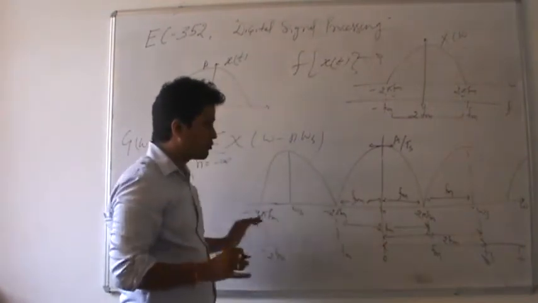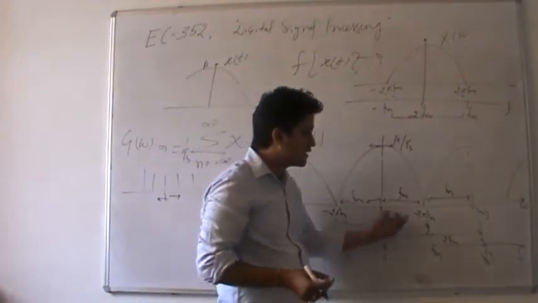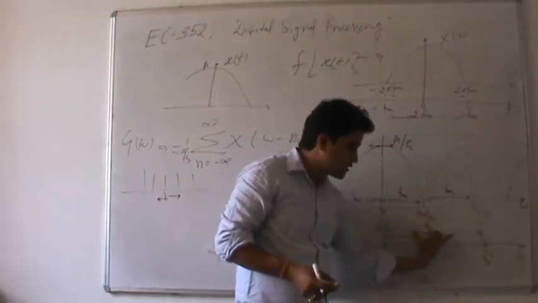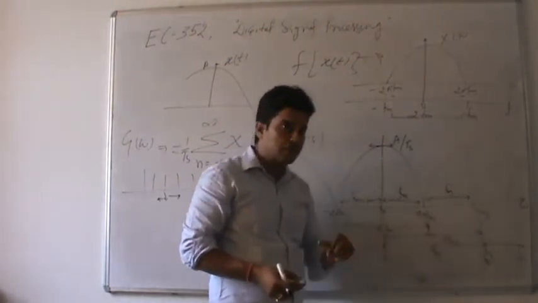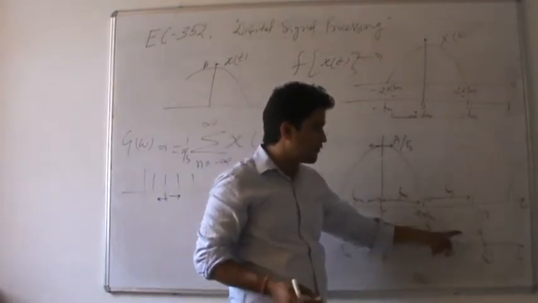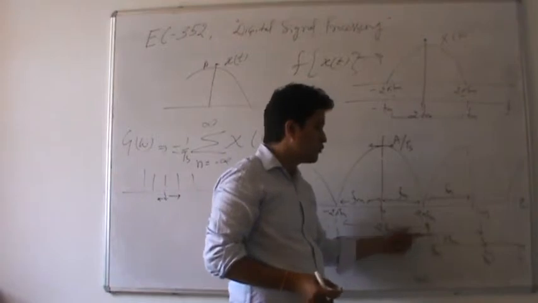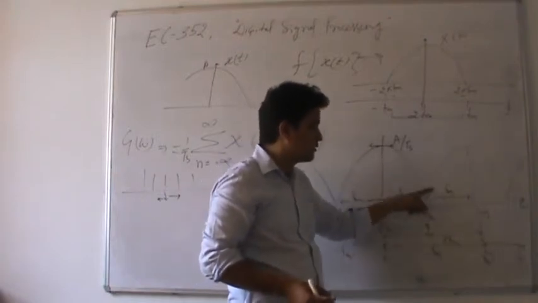So suppose somehow we are getting fs exactly at this position, which is equal to twice fm. You see here, if fs is equal to twice fm, you are getting the complete power of the signal.